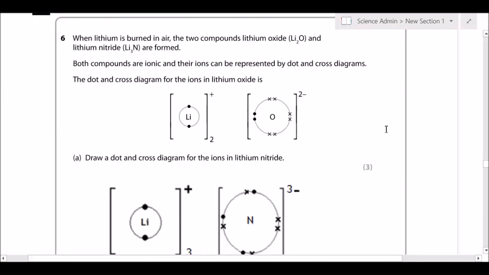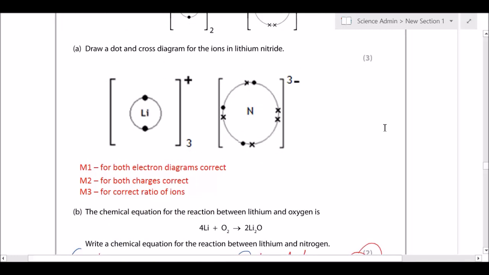And question 6, dot and cross diagrams. Draw a dot and cross diagram for the ions in lithium nitride. So 1 mark is for both electronic diagrams correct. Now remember, you need to draw the outer shell. Now obviously lithium did have an electron here like this, but you've lost that electron, so you remove that shell, leaving behind its new outer shell, which was its inner shell, which has 2.